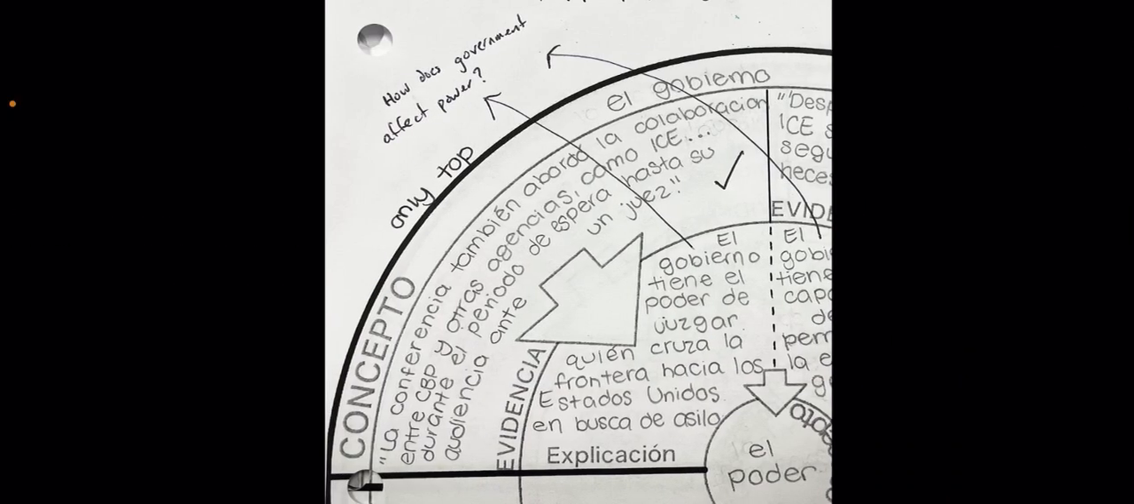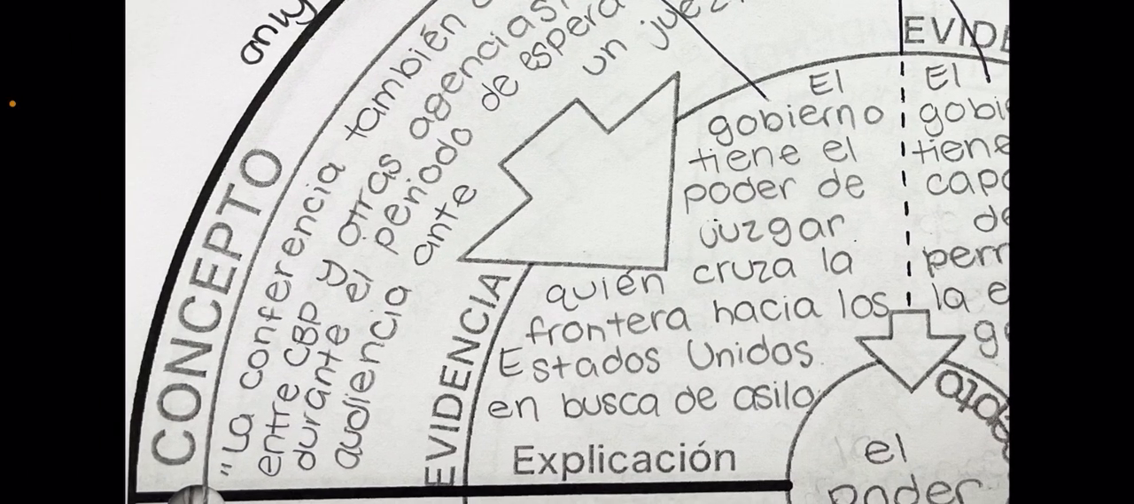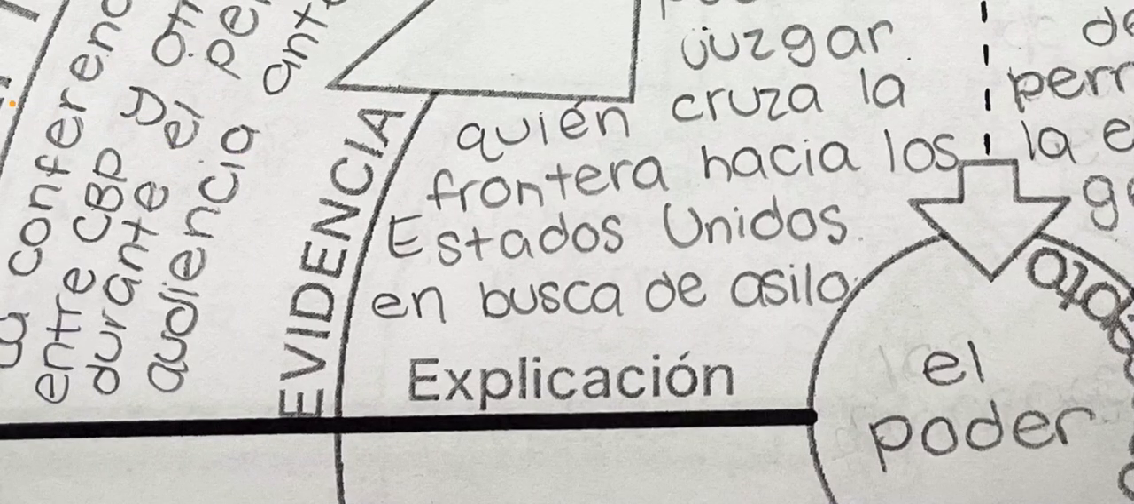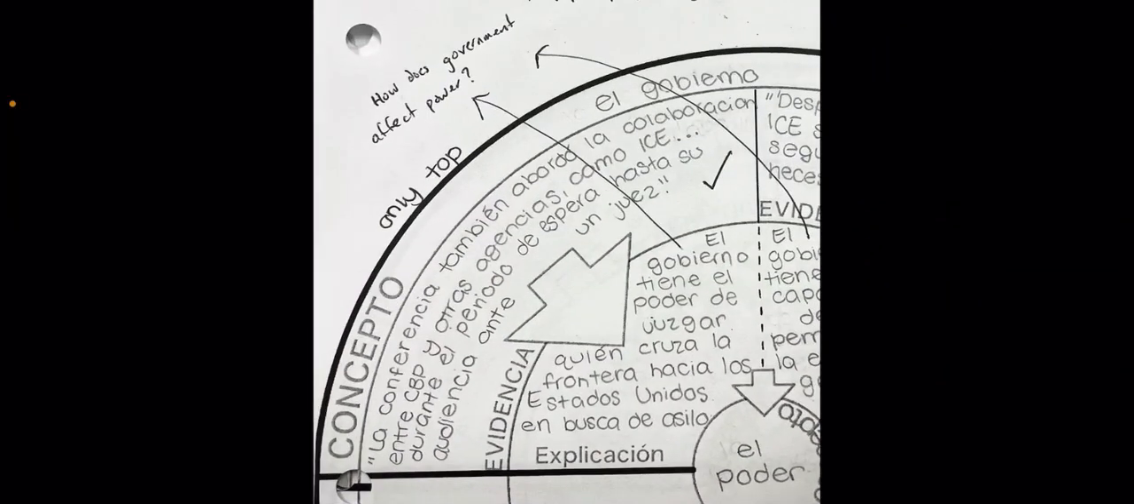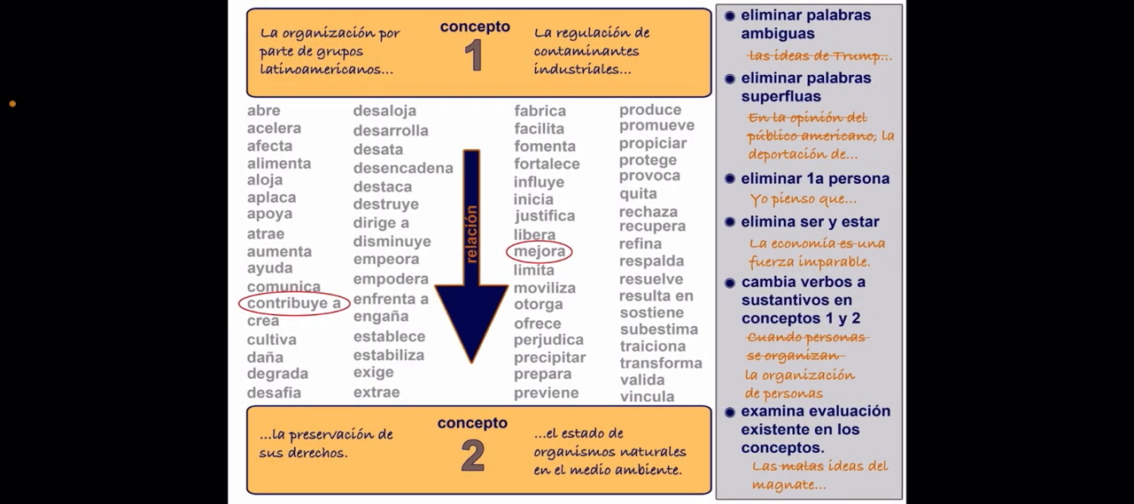So what I mean by that, let's take a look at this first example. This person wrote, the government has the power to judge who crosses the border towards the United States in search of asylum. So they mentioned government and they mentioned power, but they didn't show a relationship between the two. In order to find a verb that will help them show a relationship, I want you to refer to this sheet. This is our Thesis Fabricator 4.0.